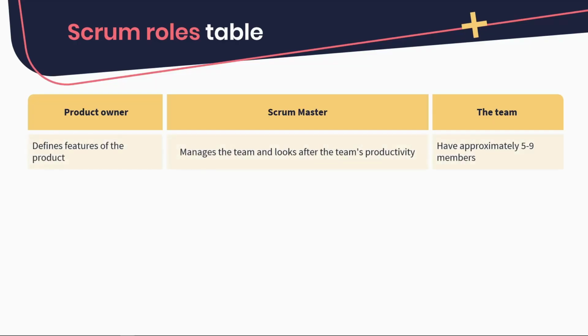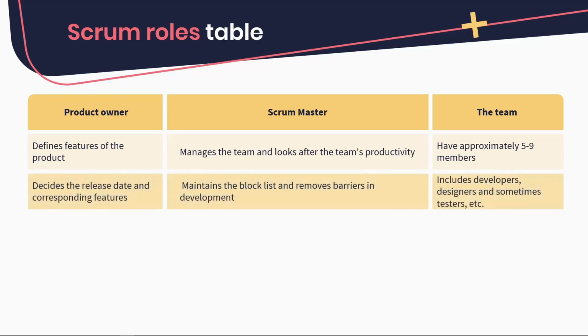First row, the product owner defines features of the product, and the Scrum Master manages the team and looks after the team's productivity and maintains the block list and removes barriers in development. And finally, the team have approximately 5 to 9 members.